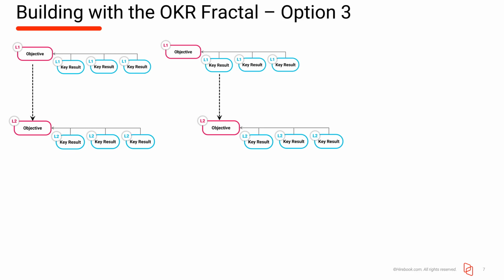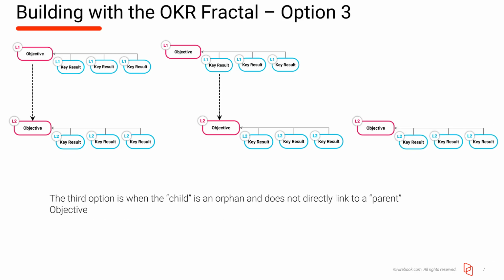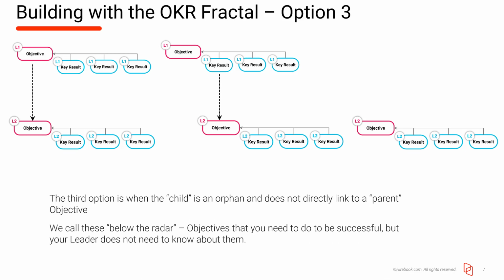And option 3, I would colloquially call an orphan. It's where the objective at L2 doesn't actually have an L1 objective. In some cases, we call that below the radar. So there's stuff that you do that's below the radar. Your leadership, your boss, the organization doesn't necessarily care about those things, but you need to get them done in order to be successful. So that's it. Those are the three mechanisms by which the fractal gets built.